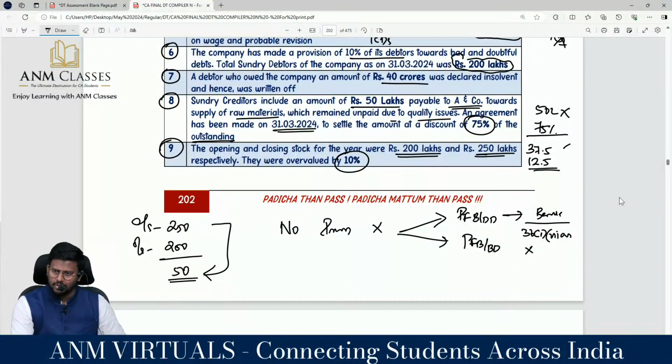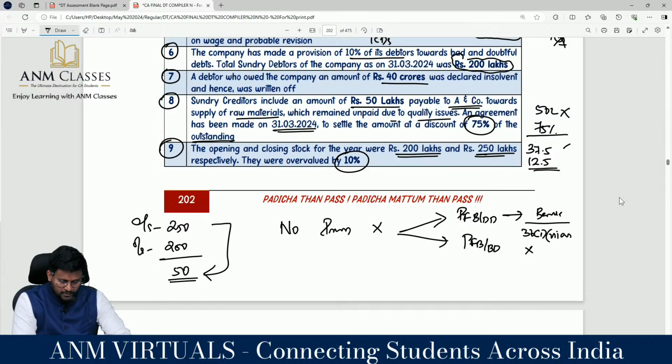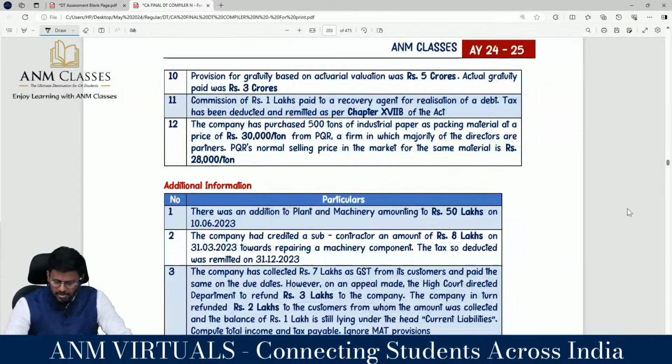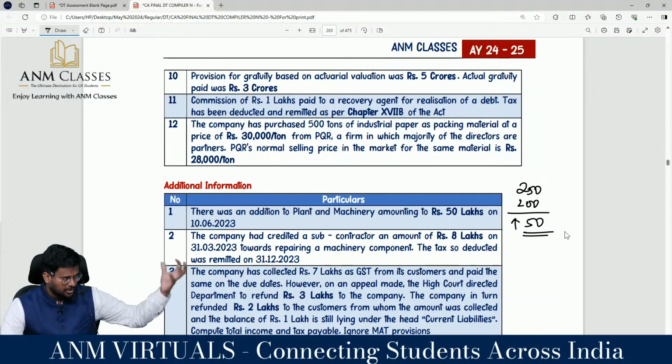Opening and closing stock for the year were 200 lakh and 250 lakh respectively. This is a stock value. Opening stock 200 lakh, closing stock 250 lakh. But இது இருக்க வேண்டிய வேல்யூ விட அதிகமா இருக்கும். ஓகேவா? They were overvalued by எத்தனை percent? 10%. அப்போ இந்த 250 lakhs minus 200 lakh, 50 lakhs is the overvaluation. 50 lakhs அதிகமா இருக்கு. ரைட்டா?